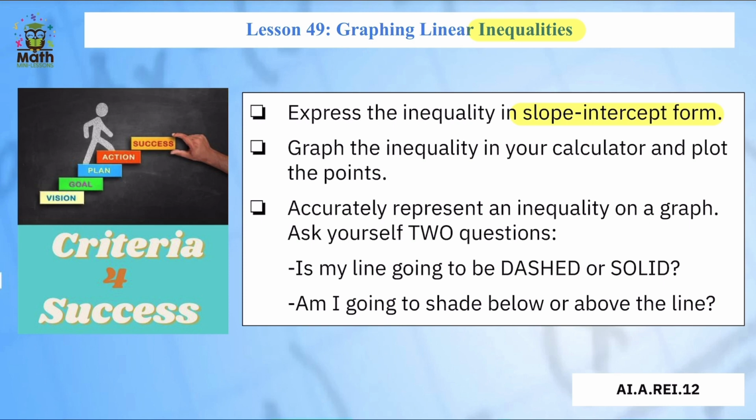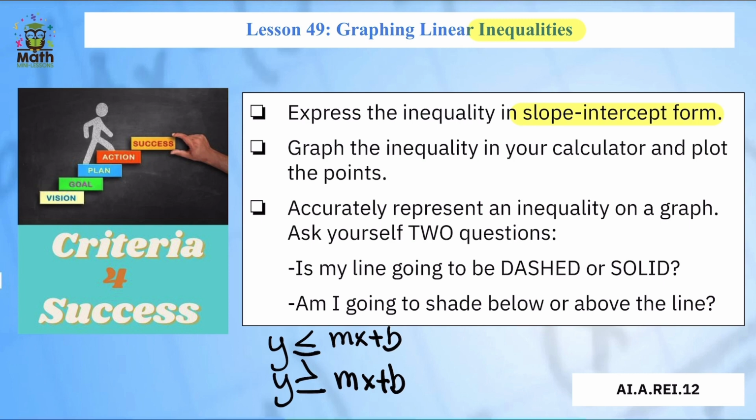It's just going to be, instead of y equals, either y is less than or y is greater than mx plus b, or less than or equal to or greater than or equal to mx plus b.